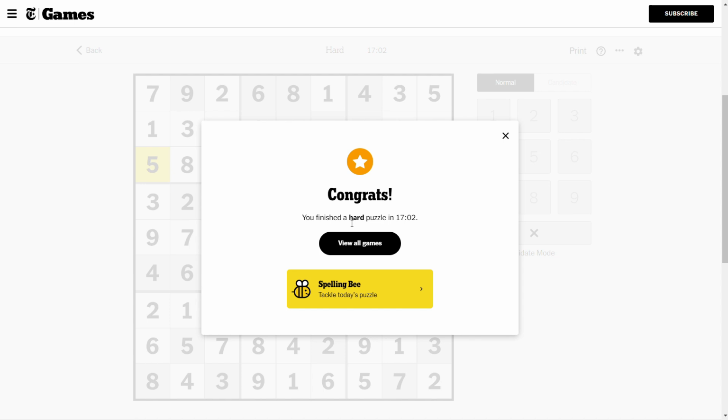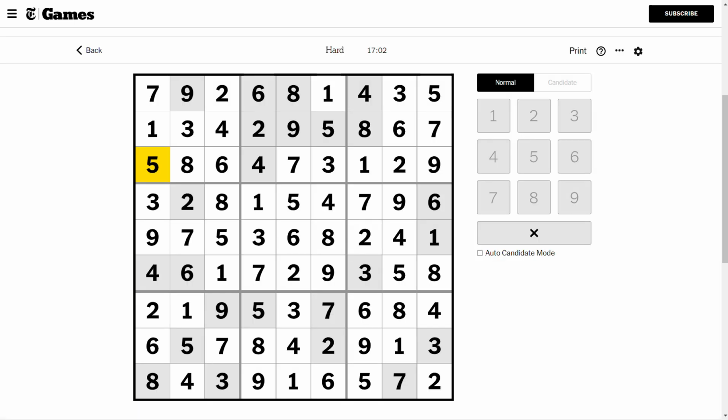Alright, I finished today's New York Times Hard Sudoku in about 17 minutes. I would say this puzzle is not too difficult. I mean, it's the right difficulty. If you spot all the pairs and triples, and the naked singles pretty quickly, you're going to have no problem. You're going to find this very straightforward if you do so.